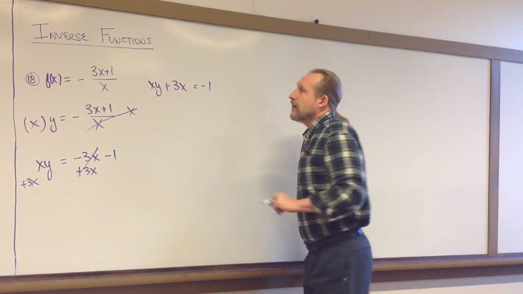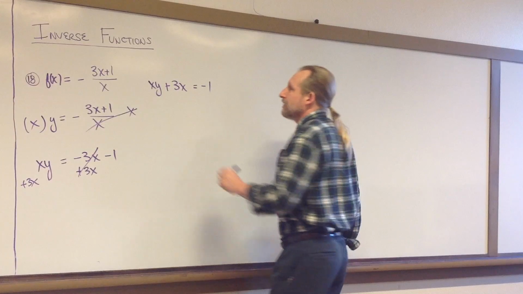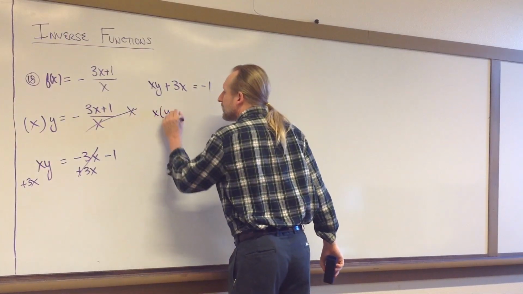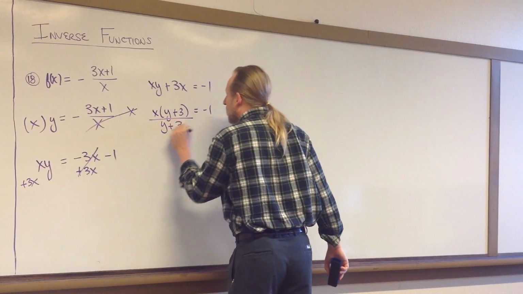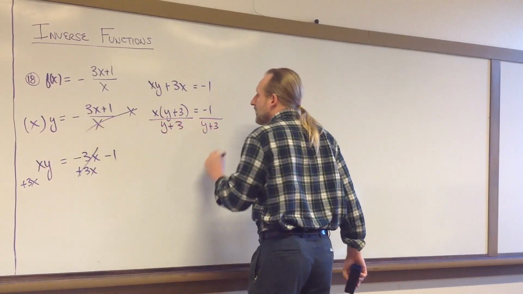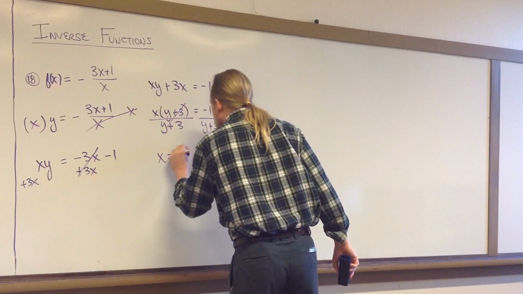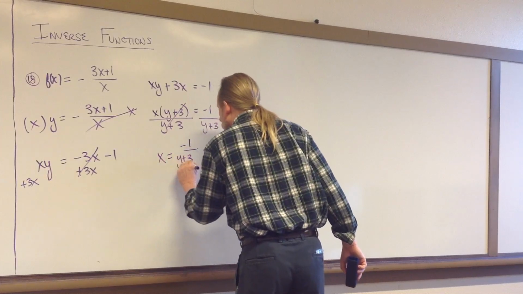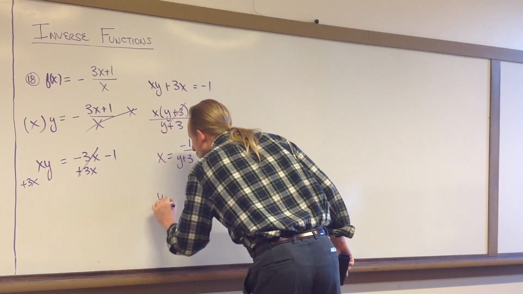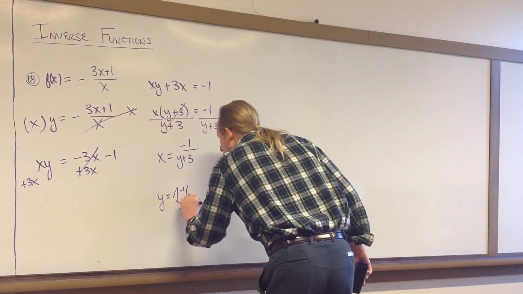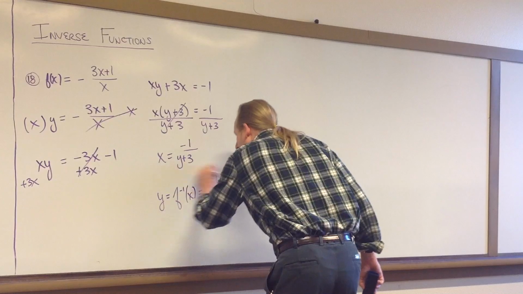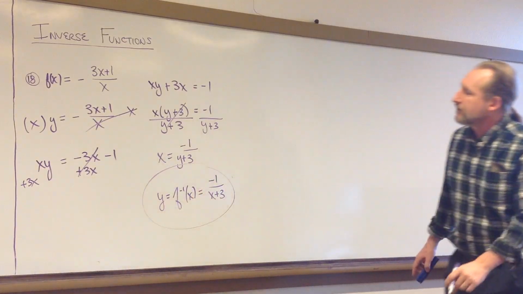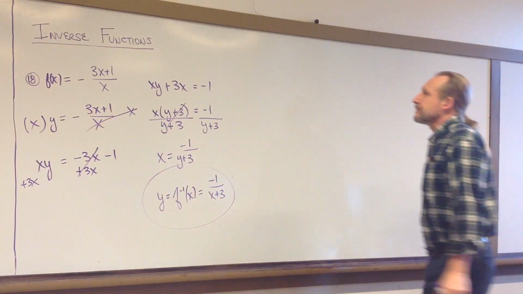All right, we're trying to get the x by itself. We're going to factor out that x and divide on both sides by y plus 3. X is negative 1 over y plus 3. Swap the x and y's to get our inverse function. Y equals negative 1 over x plus 3.